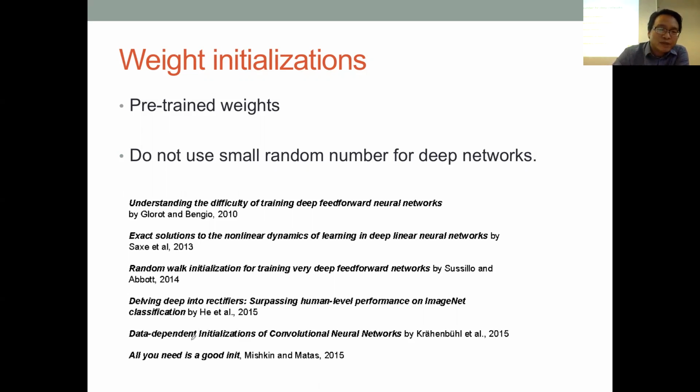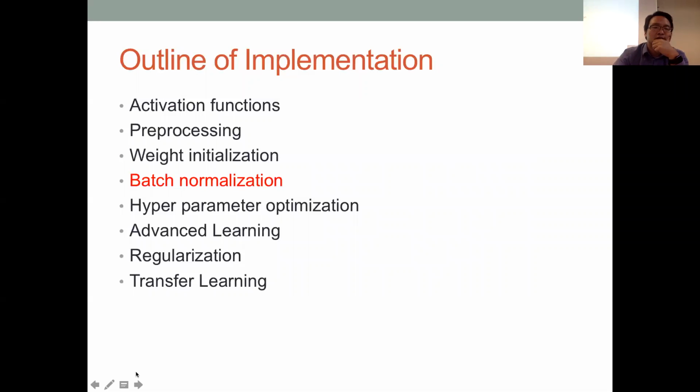If you check the literature, for example, in 2015, there's a research paper, "All You Need Is a Good Initialization," talking about how you could initialize your network. It's a very important problem when you work on deep neural networks. Whatever we discussed so far will have the highest priority. When you design a network, you should always think about which activation function, whether I have done the pre-processing, and how I initialize the weights.